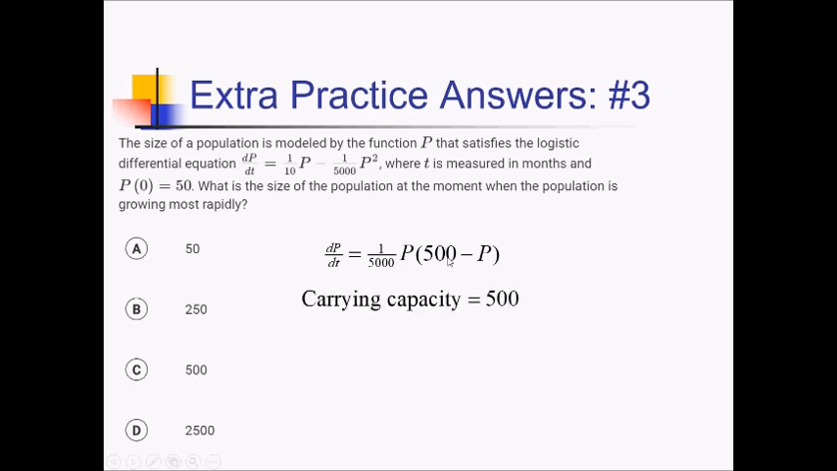Now, again, this is important because the fastest growth always happens at half the carrying capacity. So when P equals half of 500, that's going to be the P-value that gives us the fastest growth. So that happens at P equals 250, which is going to be choice B.